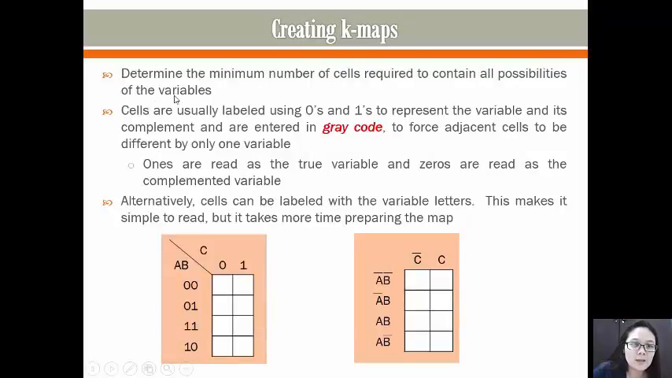Creating Karnaugh Map. First of all, you need to determine the minimum number of cells required to contain all possibility of the variable. Then the cells are usually labeled using 0 and 1 to represent the variable and its complement, and are entered in gray code to force adjacent cells to be different by only one variable. Ones are read as the true variable and 0s are read as the complemented variable. Alternatively, cells can be labeled with the variable later, such as like this. This makes it simple to read, but it takes more time preparing the map.